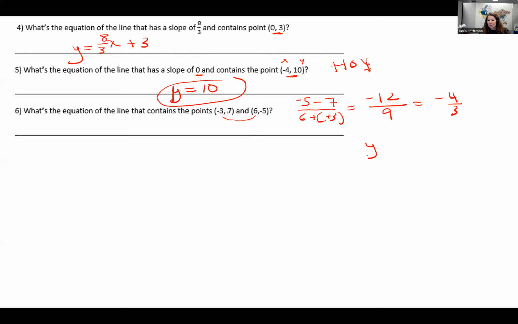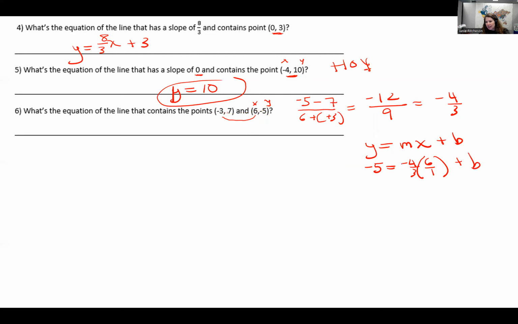So for the whole equation, we're going to use y equals mx plus b. All right, so now we have our m, and then we're going to choose either one of these points. It doesn't matter which one we use for x and y. I'm just going to do the second one. So I'm going to write -5 for y. My slope is -4/3. My x is 6. I don't know my y-intercept.